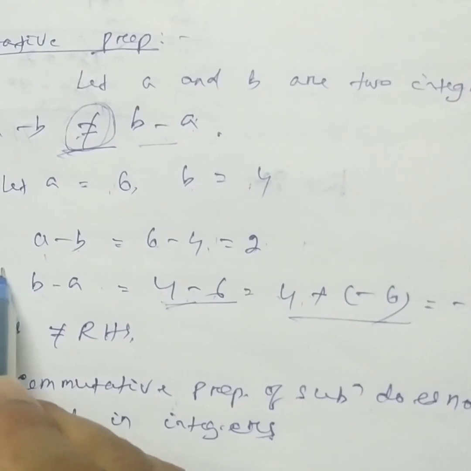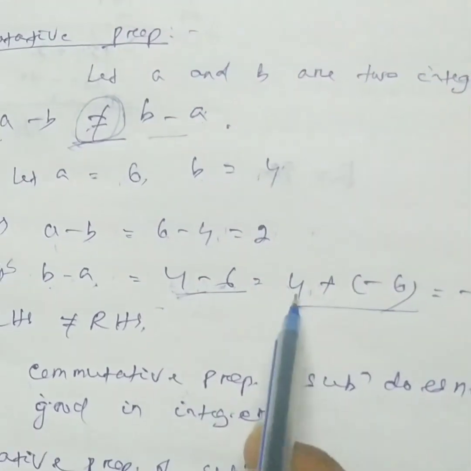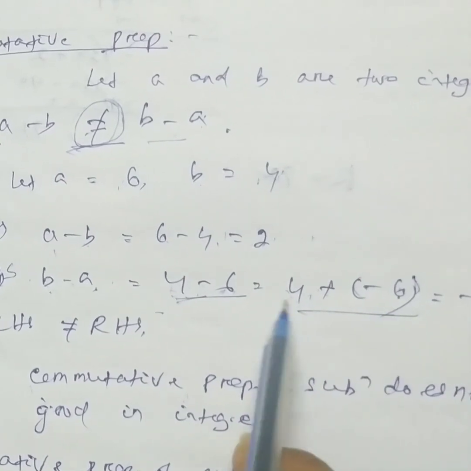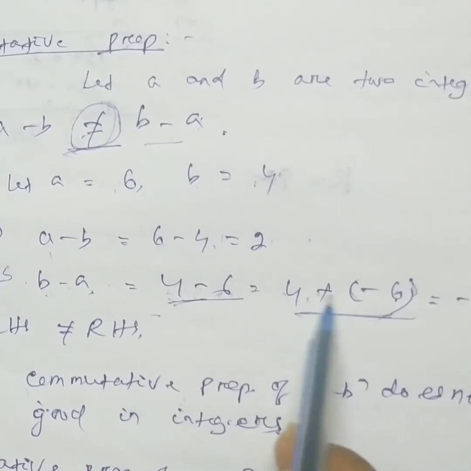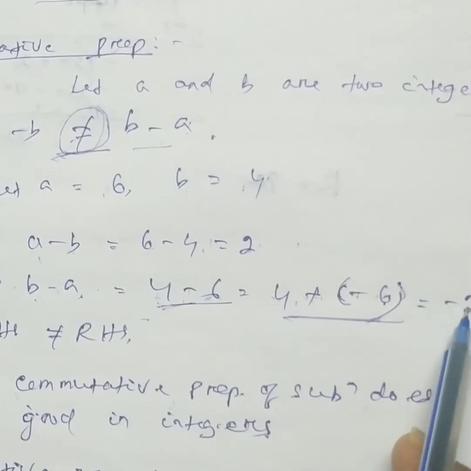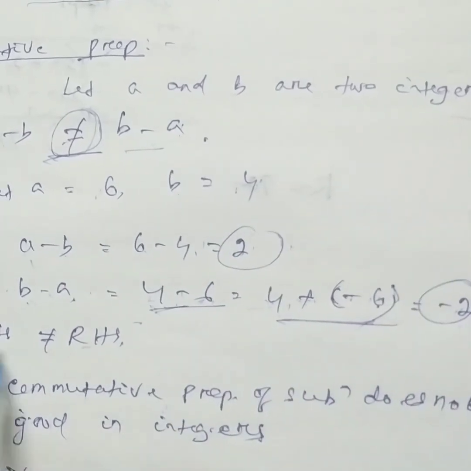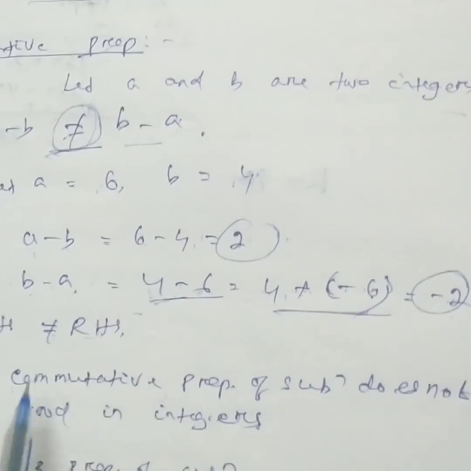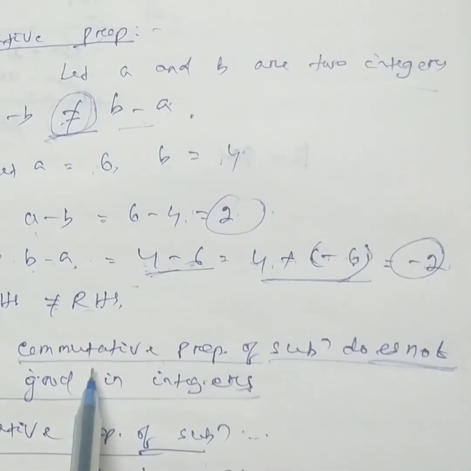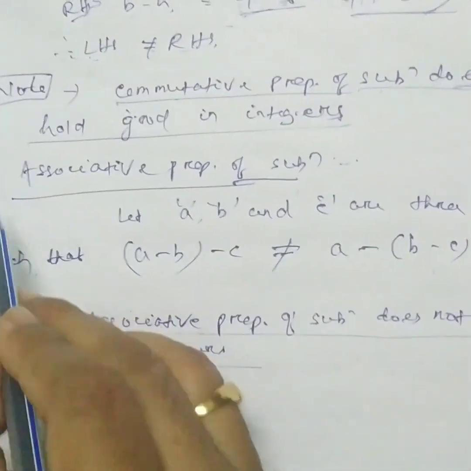Then find out the RHS, B minus A. What is B? 4. What is A? 6. 4 minus 6. I can write here 4 plus, in brackets, minus 6. So this line is similar to this line. Plus into minus, bracket means into, plus into minus is minus. So 4 plus minus 6 will be minus 2, if you solve it. So minus 2 and 2 are not the same. So this LHS is not equal to RHS. So what do we conclude? The commutative property of subtraction does not hold good in integers.